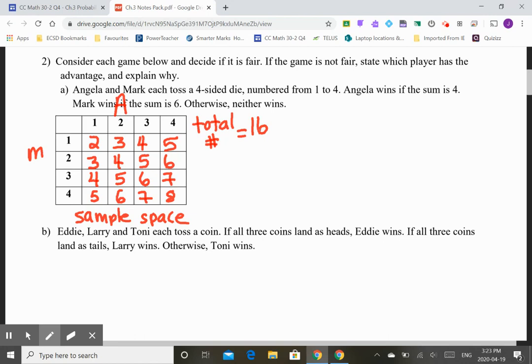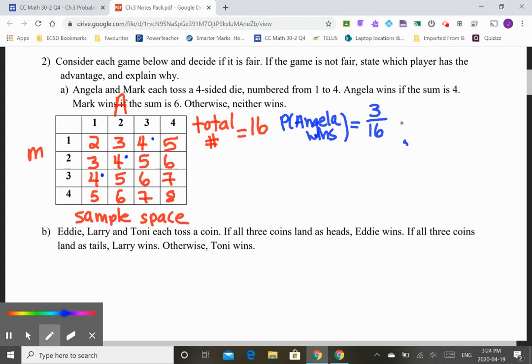Okay, let's have a look at Angela. So we're going to look at the probability that Angela wins. So I'm going to put in here, probability Angela wins is going to be, so she wins if the sum is 4. So let's look here. I see a 4 here, and here, and here. So she has 3 favorable outcomes out of 16 possible outcomes. So that is the probability that Angela wins. Let's have a look at Mark. The probability that Mark wins.